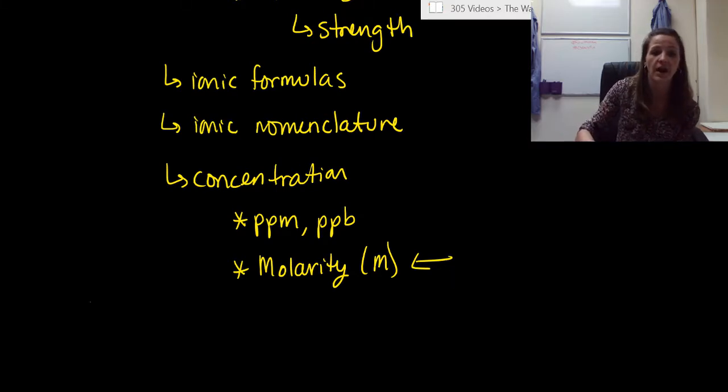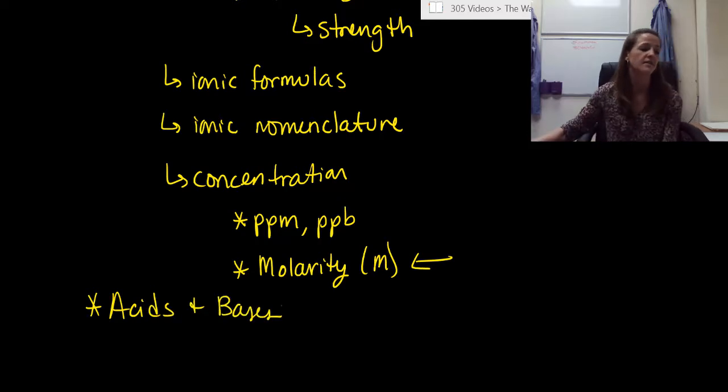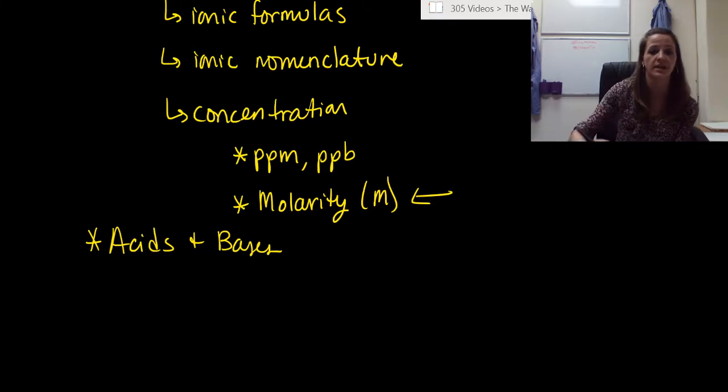All right, after we talked about ions, we moved on to the very, very last section, which are acids and bases. Okay, acids and bases. So the first thing we did is we identified what makes something an acid or a base.